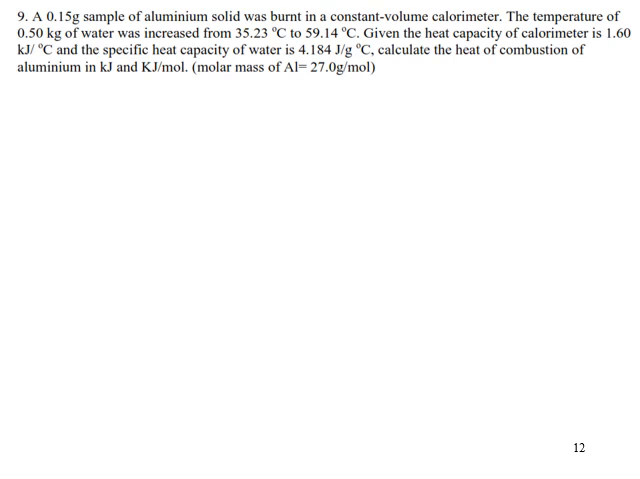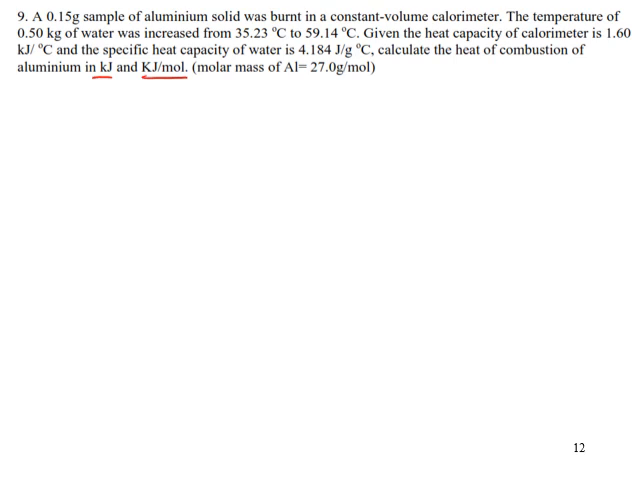Okay, look at another example here. A 0.15 gram sample of aluminium solid was burned in a constant volume. So once again it is a question on bomb calorimeters. The temperature of 0.5 kg of water increased. Given the heat capacity of the calorimeter is 1.6 and the specific heat capacity of water is 4.184, calculate the heat of combustion of aluminium. Okay, this one is a bit different. They want it in kilojoule and kilojoule per mole.